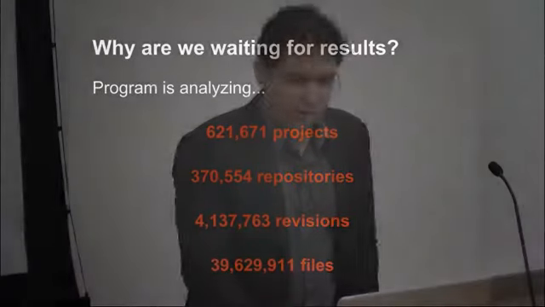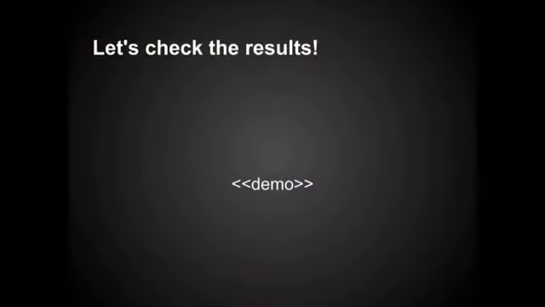But let's understand why we are waiting for these results. This program that we just wrote is analyzing about 600,000 projects. It is analyzing about 370,000 repositories and about 4 million revisions. Okay. And these are contained in this many files. Okay. So let's take a look at what the program is doing.